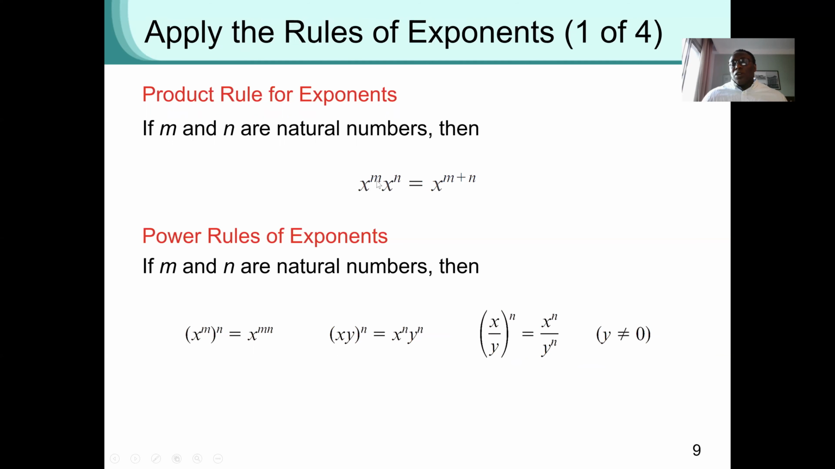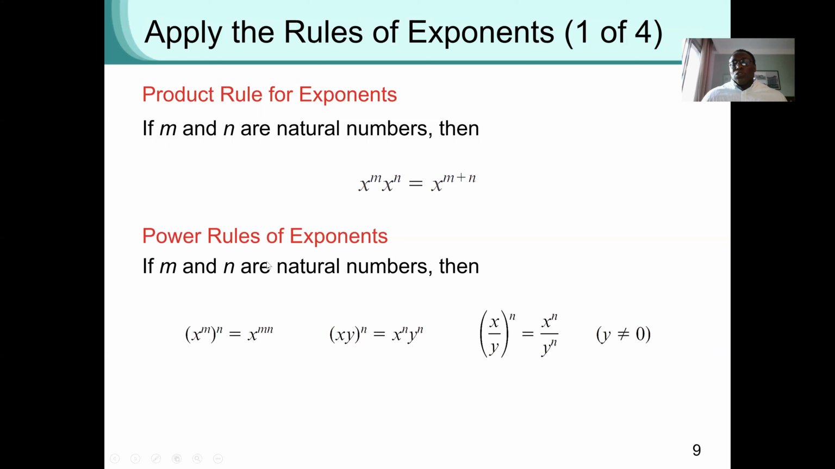Now, if I have x to the power m times y to the power n, I cannot do anything because, again, the bases are different. The rule said the base must be the same. So x to the power m times x to the power n will give me x to the power m plus n.